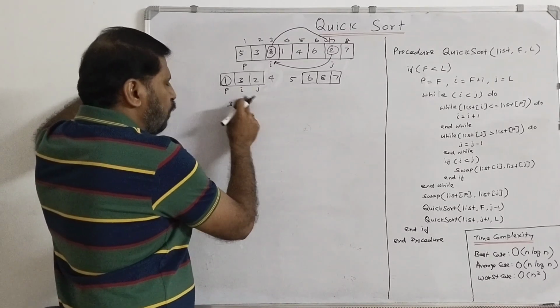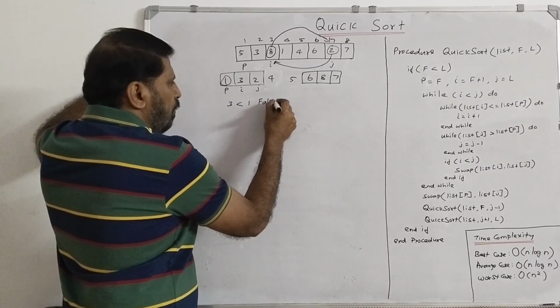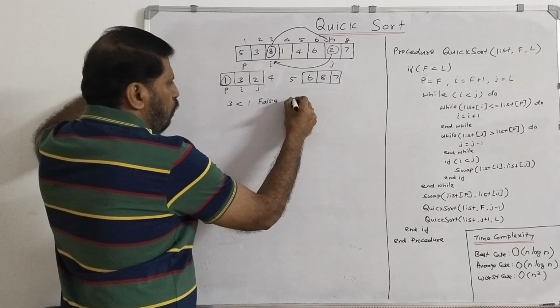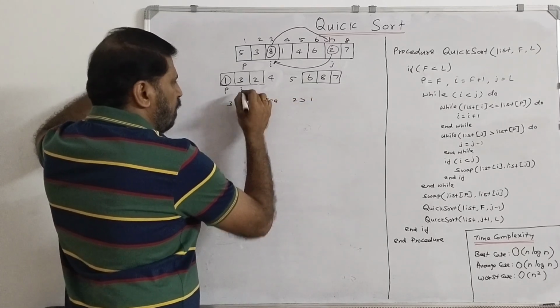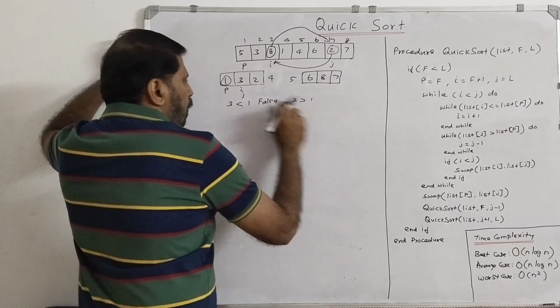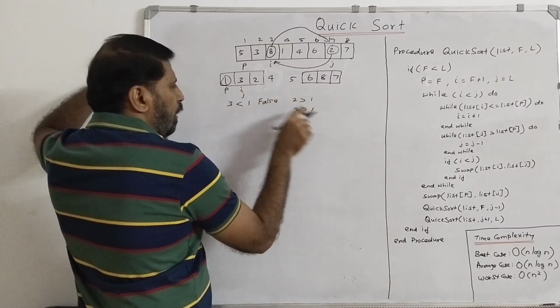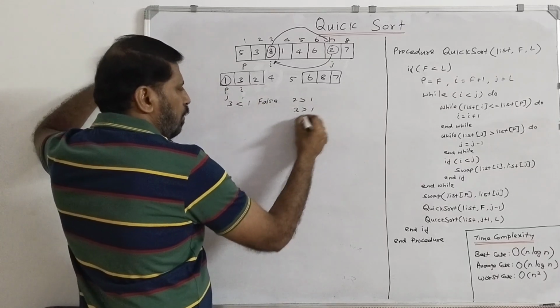Why is I less than pivot? What is the condition here? The condition fails, it is false. False means we go for j. J is at 2, which is greater than 1. The condition is true. True means j moves here. Then we are checking 3. 3 greater than 1, condition true. True means j is decremented by 1.